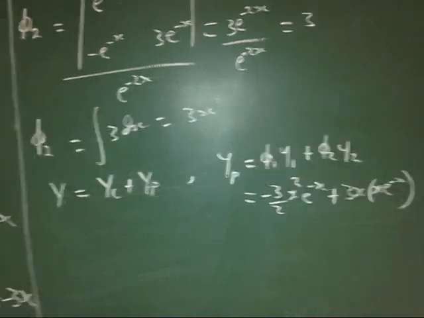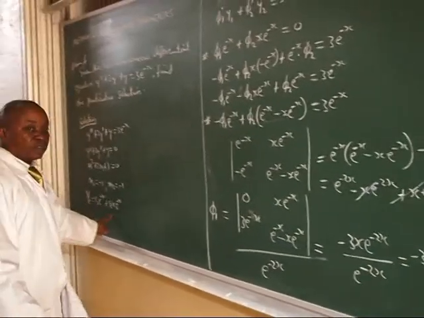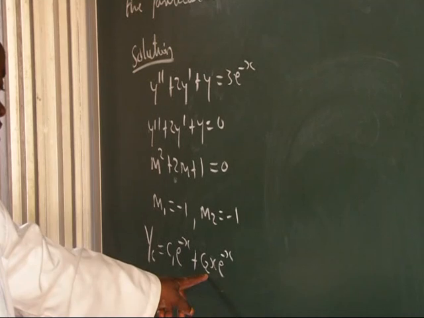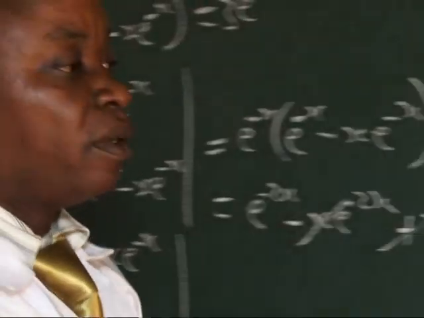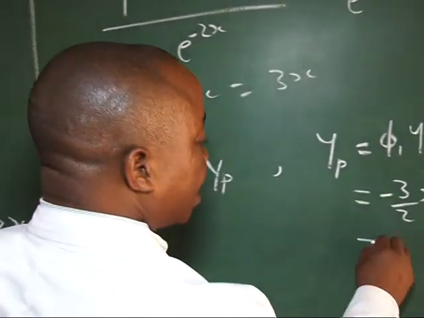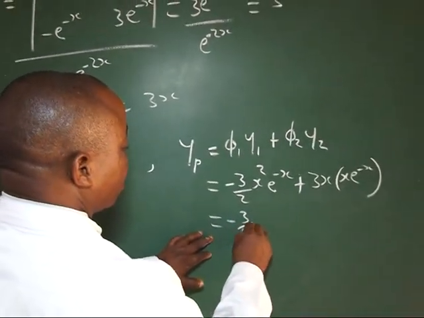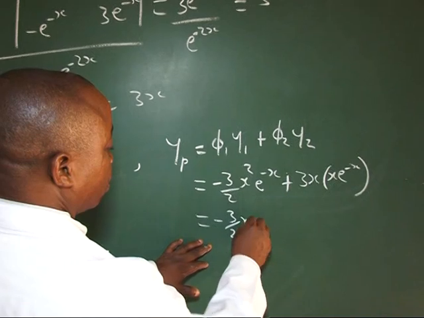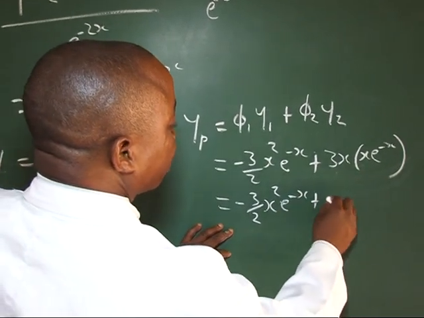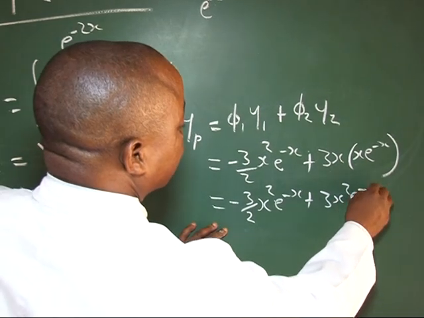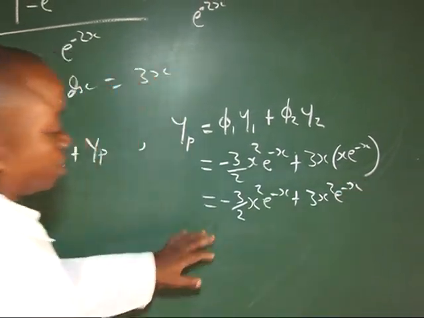That is from the function here, c2x before exponential minus x. Now, we see that we have minus 3 over 2 x squared exponential minus x plus, this time this will give us 3x squared exponential minus x.